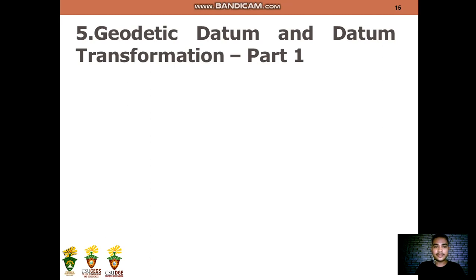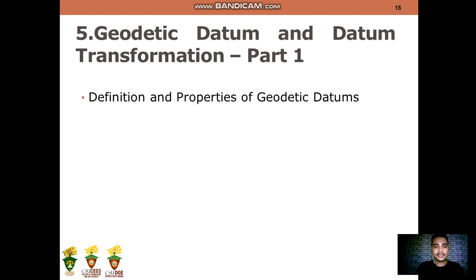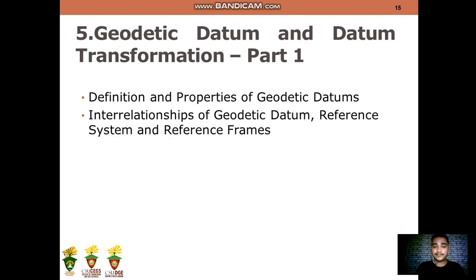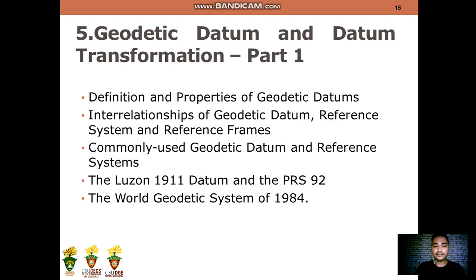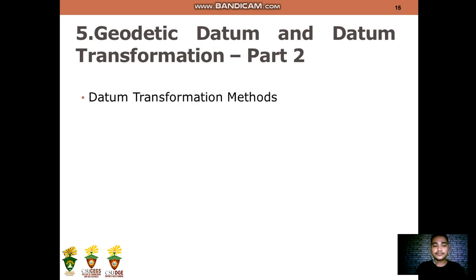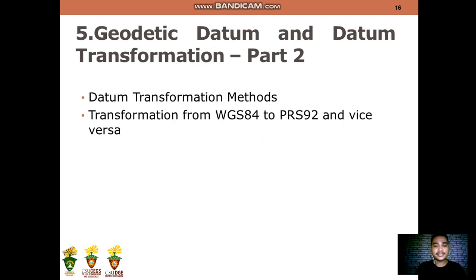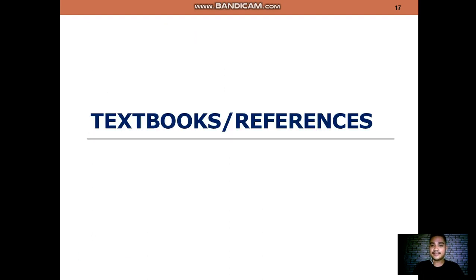It consists of 2 parts. In part 1, we are going to discuss the definition and properties of geodetic datums, the interrelationship of geodetic datum, reference system, and reference frames, the commonly used geodetic datums and reference systems, the Luzon 1911 datum and the PRS 92, and lastly, the World Geodetic System of 1984 or WGS 84. In part 2, we are going to discuss the datum transformation methods, transformation from WGS 84 to PRS 92, and vice versa. And that's it for the topics of this course.